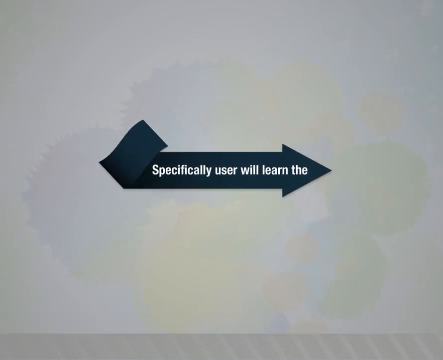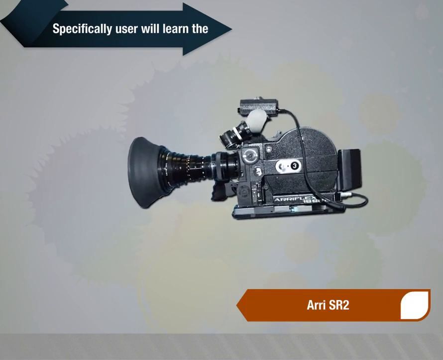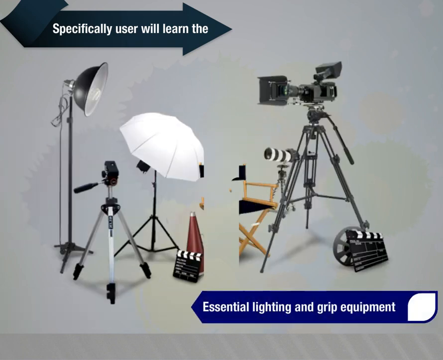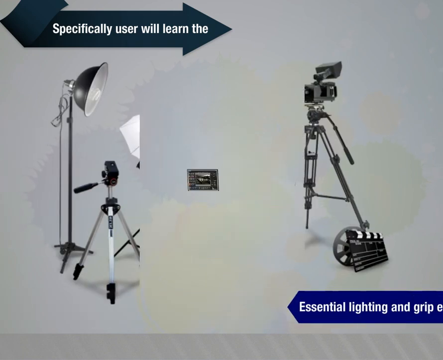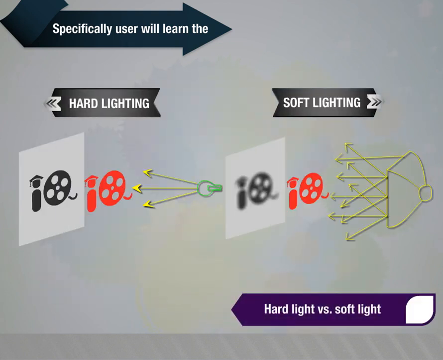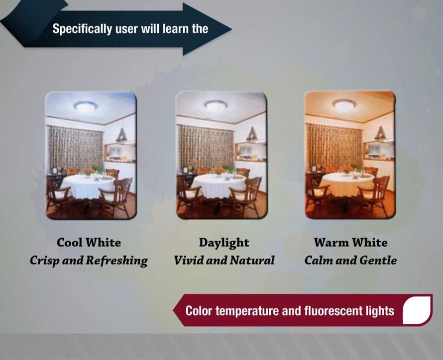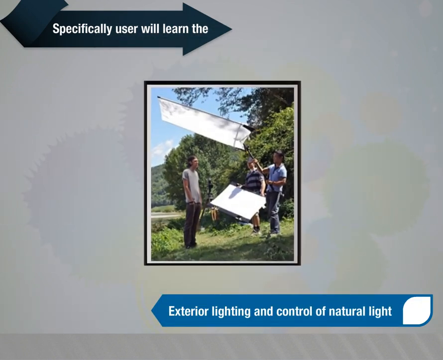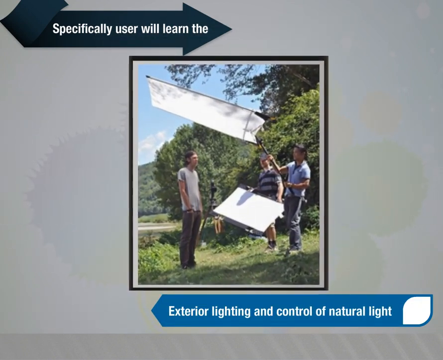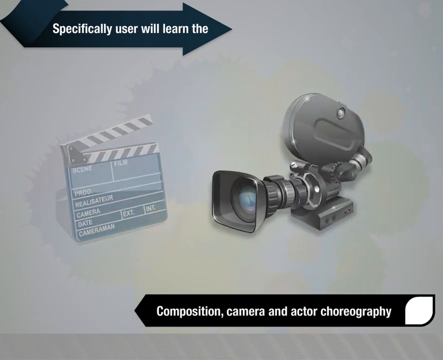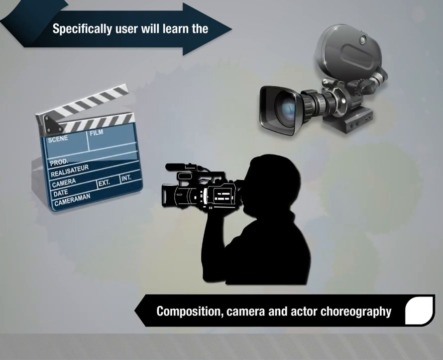Specifically, users will learn the ARRI SR2, the Sony EX1 HD camera, essential lighting and grip equipment, color film stocks, hard light versus soft light, location shooting, color temperature and fluorescent lights, exterior lighting and control of natural light. Covering a scene and continuity from a cinematographer's point of view. Composition, camera, and actor choreography.